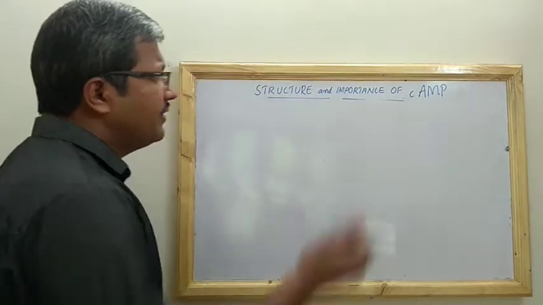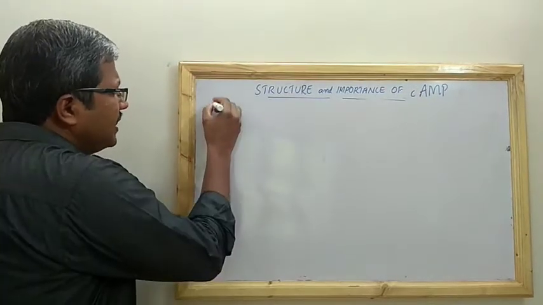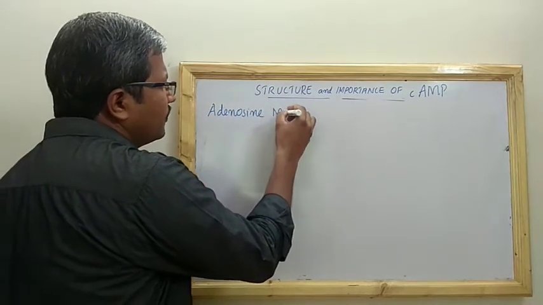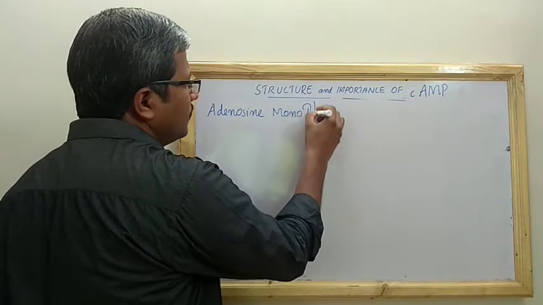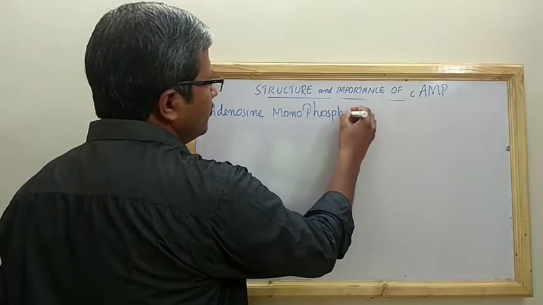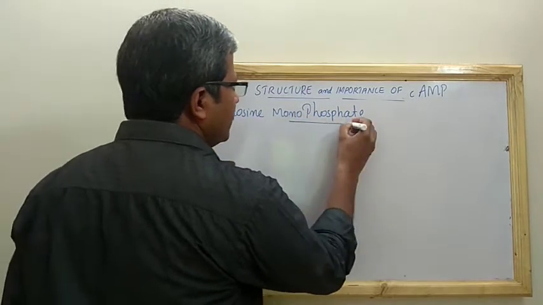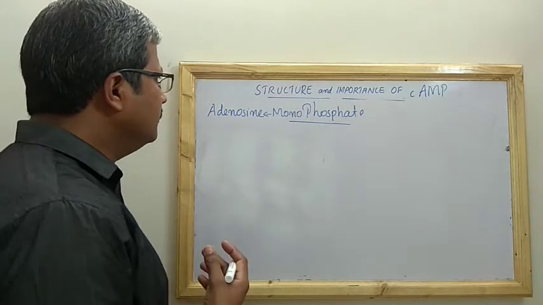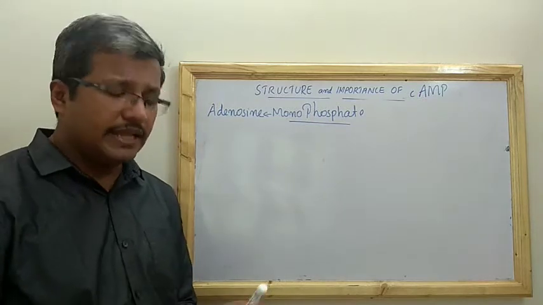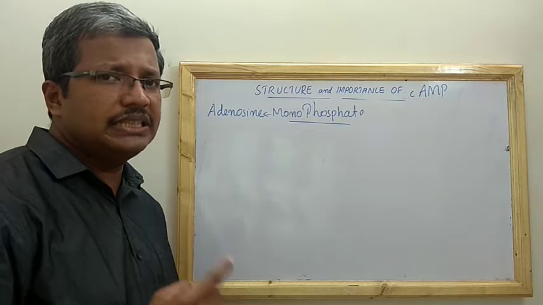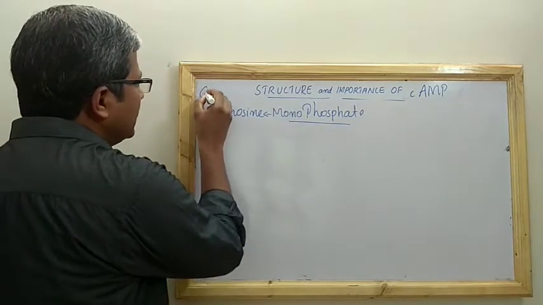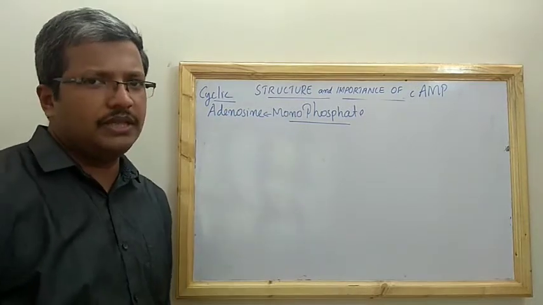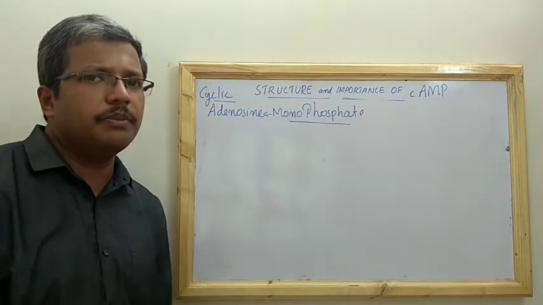From the name itself, AMP, we can see that it is adenosine monophosphate. So one phosphate is linked to adenosine, and that is what actually the AMP. And we can see that there is C coming in front, so it will be cyclic AMP. So cyclic adenosine monophosphate. That is what actually cAMP.